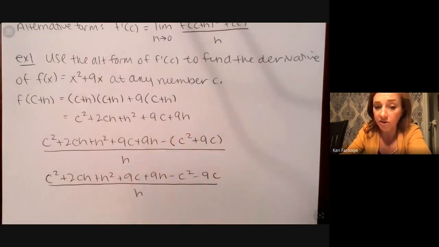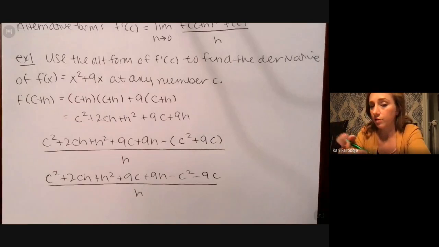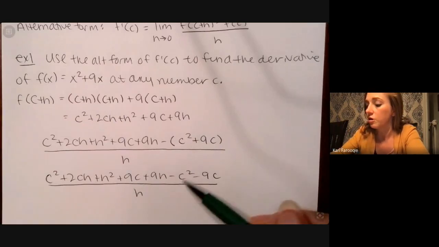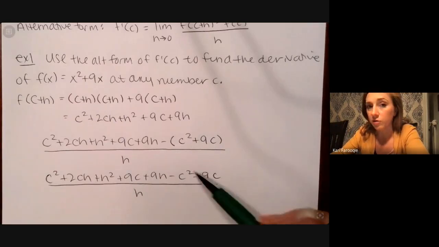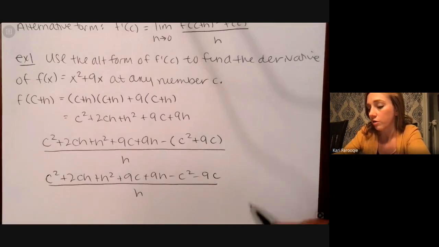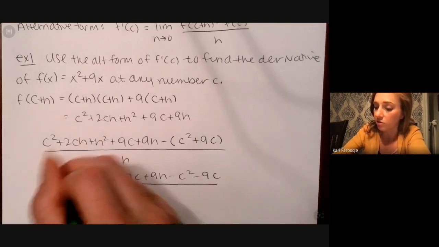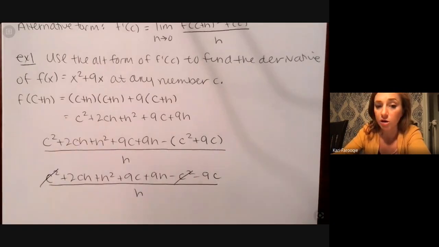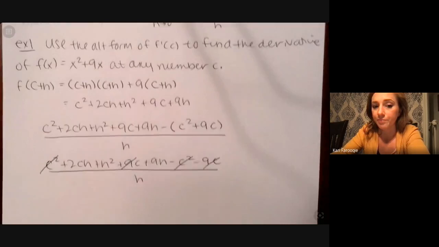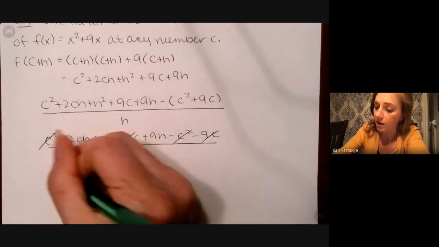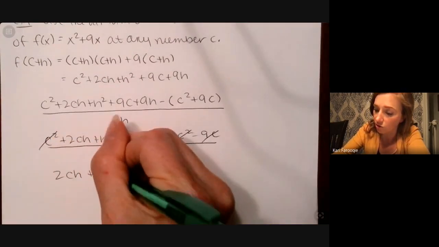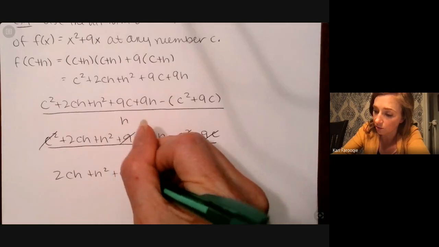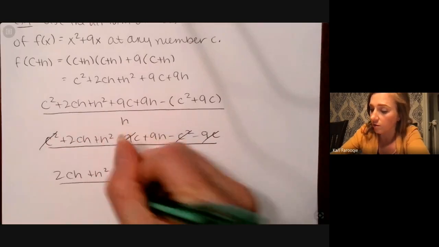Now, remember what I said. If you've done this correctly, I was saying this last week, then you're going to get both of these f of c terms that you're subtracting off to cancel out. They'll be additive inverses. So like c squared and negative c squared, gone. 9c, negative 9c, done. And that leaves you with 2ch plus h squared plus 9h divided by h.